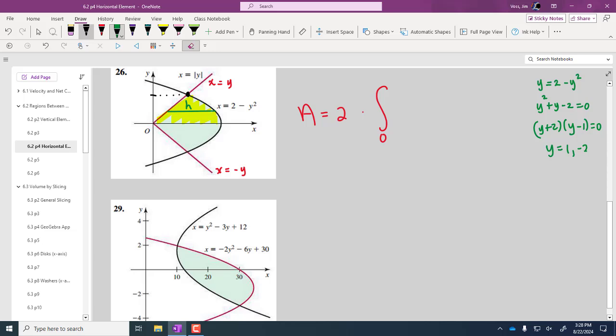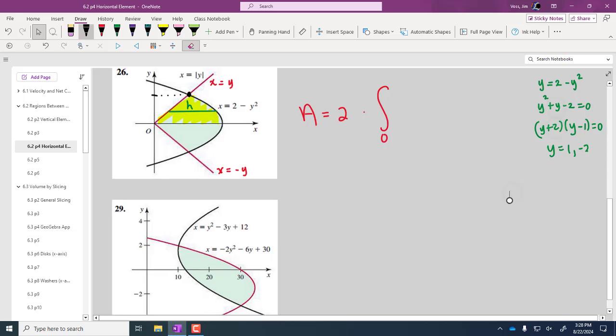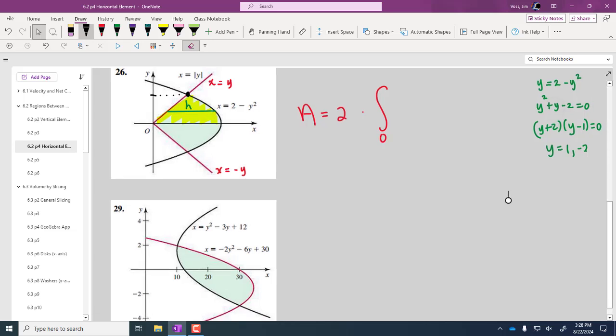set them equal to each other, push everything to one side because it's nonlinear, then we're going to factor it. We want the bigger constant to go with the plus sign because the middle coefficient is positive. So we end up with y equals 1 or negative 2. So what is that y value up here?